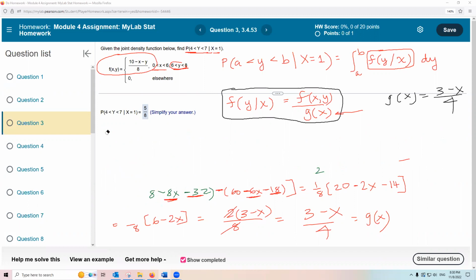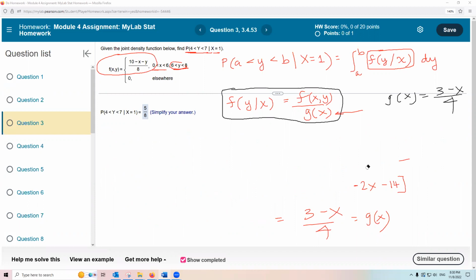So let's go ahead and work that out. And then after we do that, we'll have one more integral to work out to get our final answer. All right, so let me come to this. Remember, we're trying to get to this point right here. We're trying to evaluate this. Before we can do that, we need this f of y given x. So that's what we're going to work out right now.